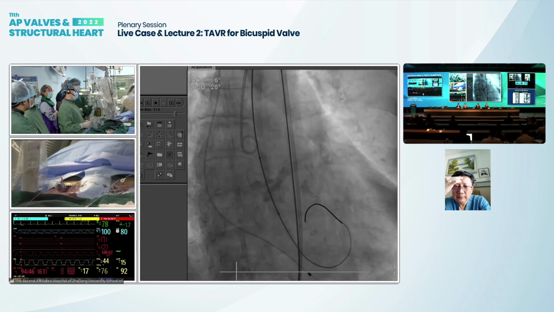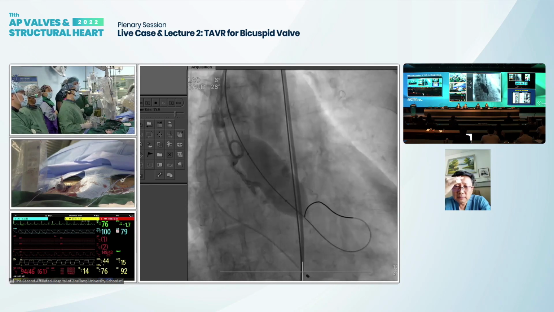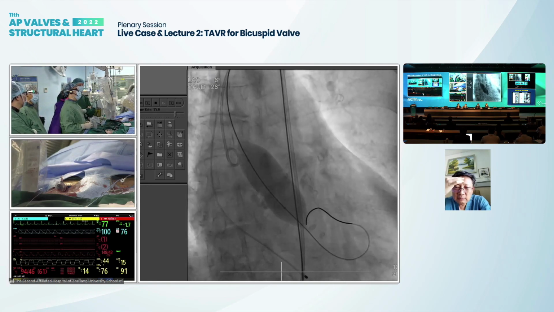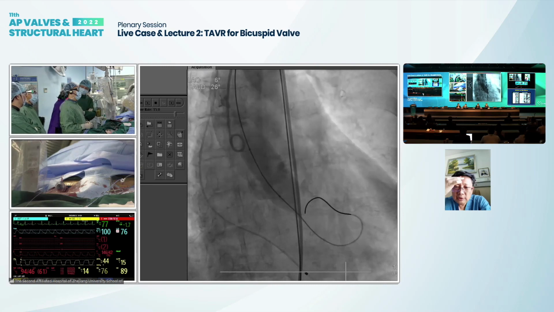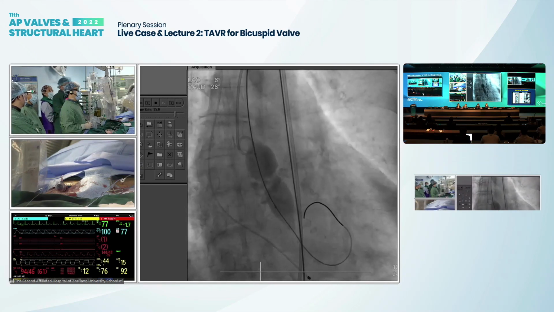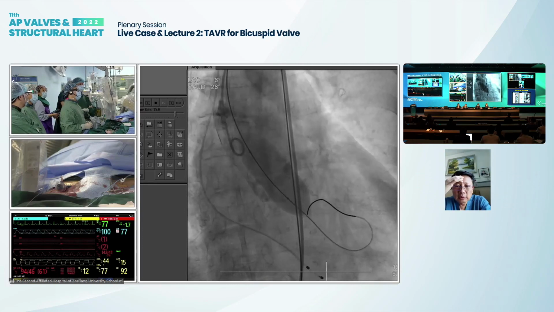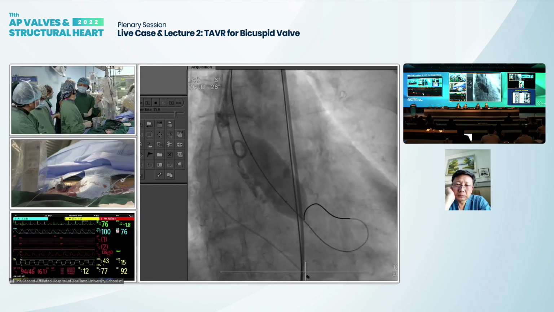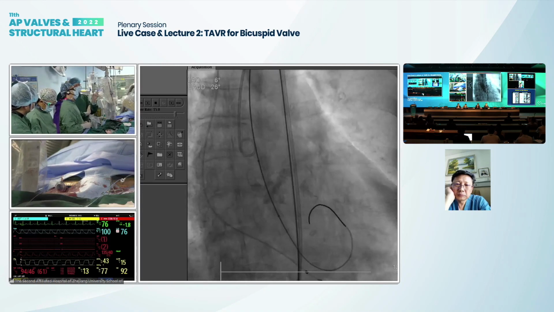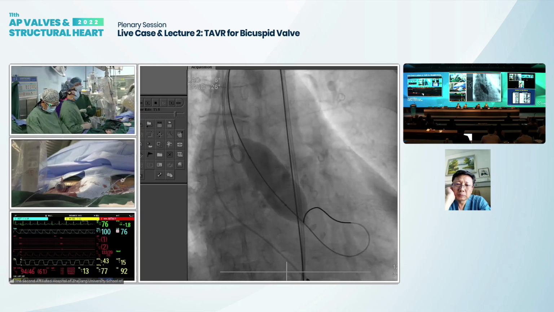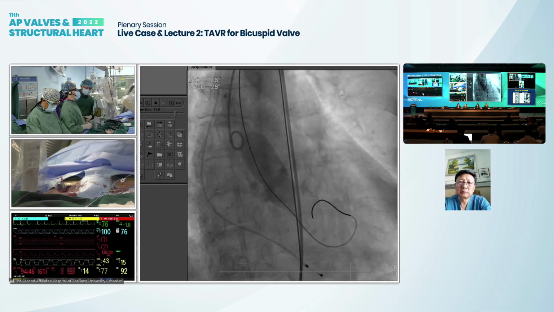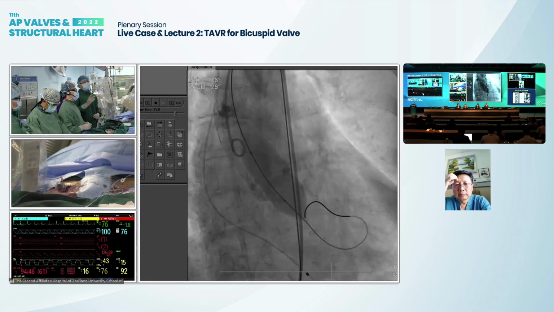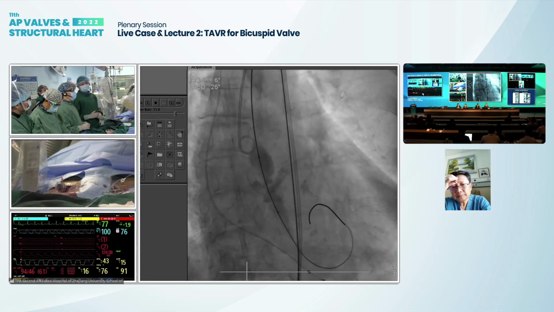I think the patient's balloon still has a little waist, without the regurgitation. Mm-hmm. So maybe 26. I think 26 should be big enough. What about the size of the annulus? Annulus is 25.3, and now the balloon size is 23. Yes, I think 26 should be big enough. Okay. Regularly we downsize one scale.